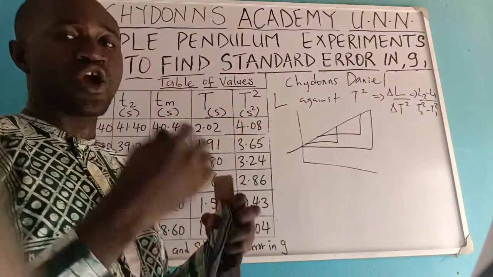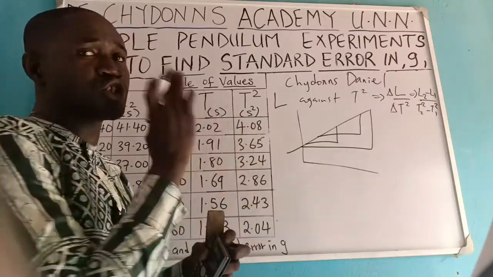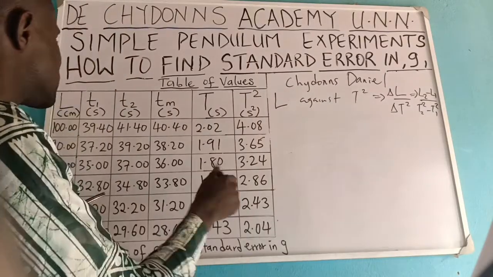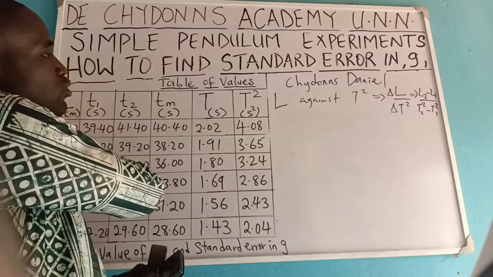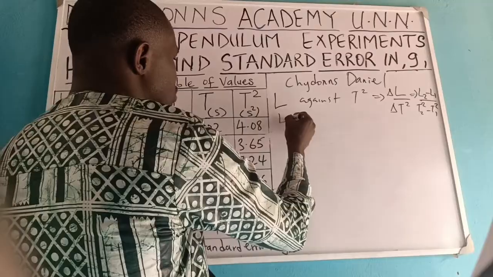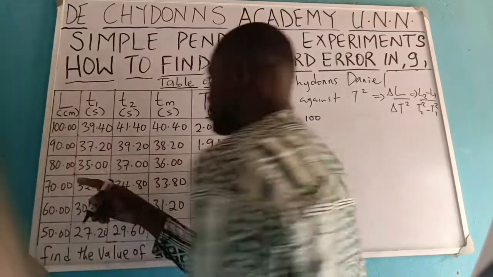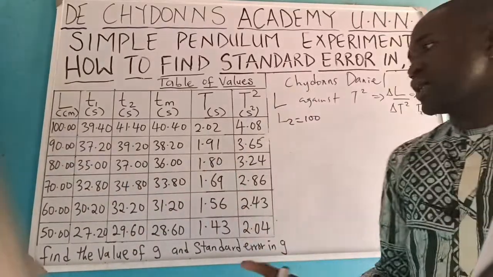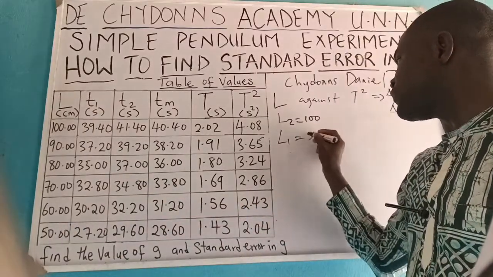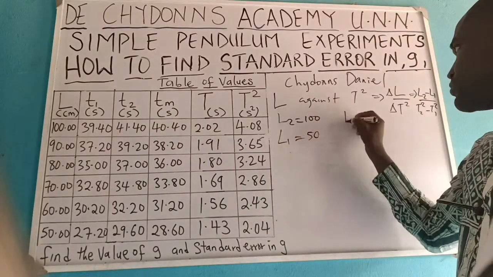That is what we mean by collinearity of a straight line. This principle only holds on a straight line, so to speak. So I can decide to take this to be my L and this to be my T. Let my L2 be 100, the highest point. And let the lowest point be 50. Then, because I took 100 here, I will take the t square.